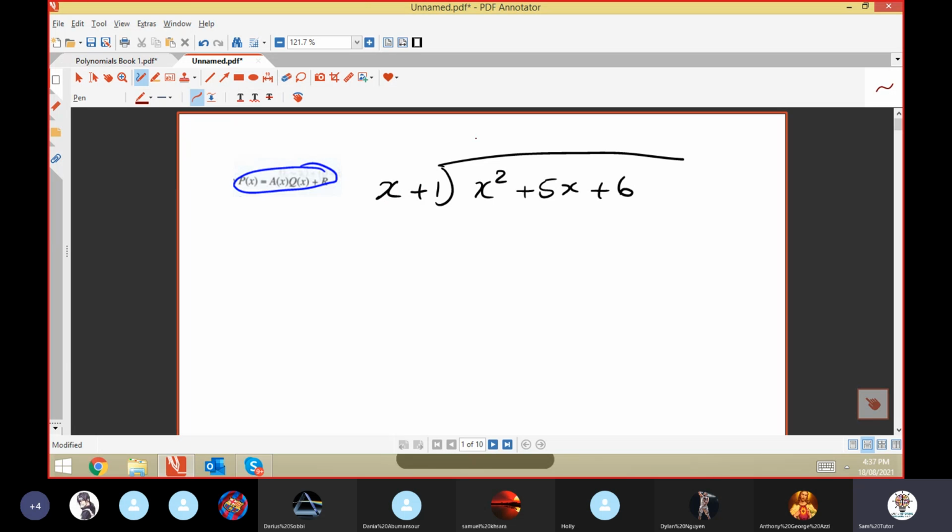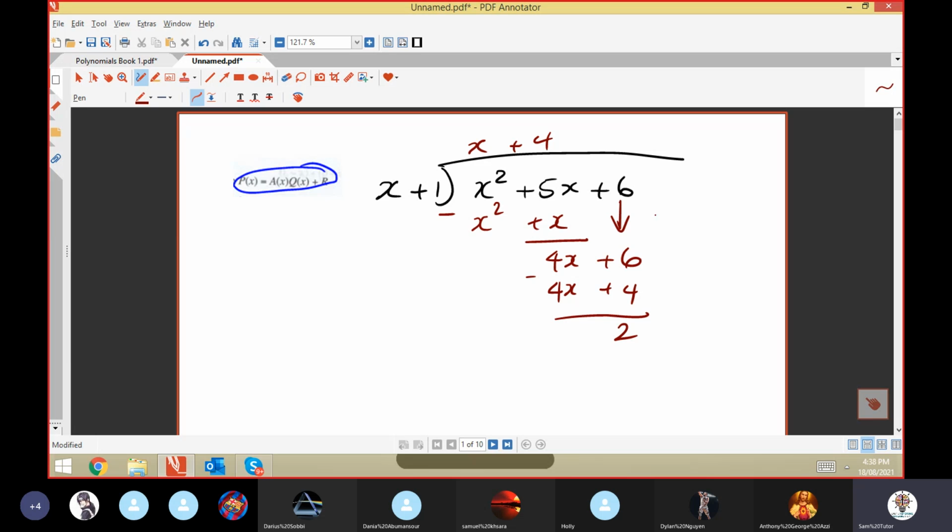X into x squared is x, and then multiply it. And we subtract. 5x minus x is 4x, but then you can't have the one term, so you bring that down, plus 6, and then do it again, plus 4, and then multiply, we get 4x plus 4, subtract, and we get a remainder of 2.